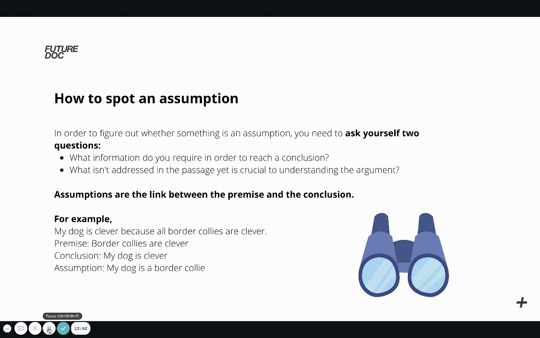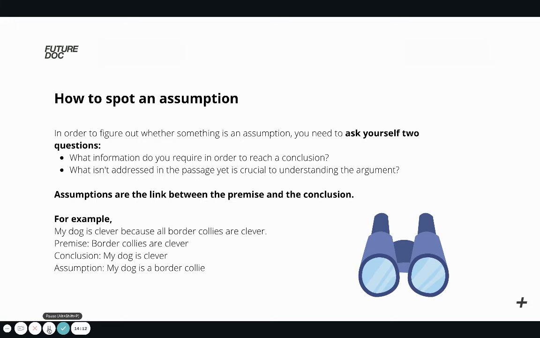What information do you require in order to reach a conclusion? And what isn't addressed in the passage yet is crucial to understanding the argument? Assumptions have a tendency to bind the entire argument together, making them the unspoken crux of the argument. Assumptions are the link between the premise and the conclusion.